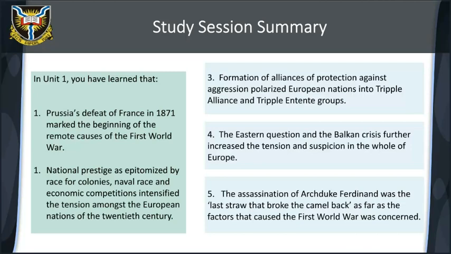3. Formation of alliances of protection against aggression polarized European nations into Triple Alliance and Triple Entente groups. 4. The Eastern Question and the Balkan crisis further increased the tension and suspicion in the whole of Europe. 5. The assassination of Archduke Ferdinand was the last straw that broke the camel's back as far as the factors that caused the First World War were concerned.